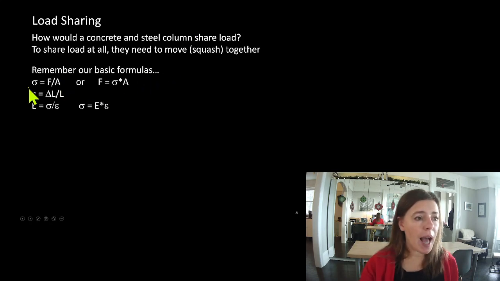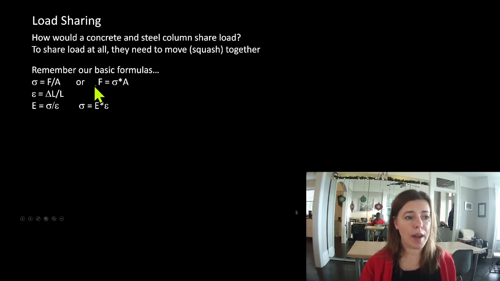So we have our equation that we already know. Stress equals force divided by area, or force equals stress times area. We know that strain equals the change in length divided by the original length. And we know E, our modulus of elasticity, is stress divided by strain. We can rewrite that as stress equals modulus of elasticity times strain. That is just the same equation.